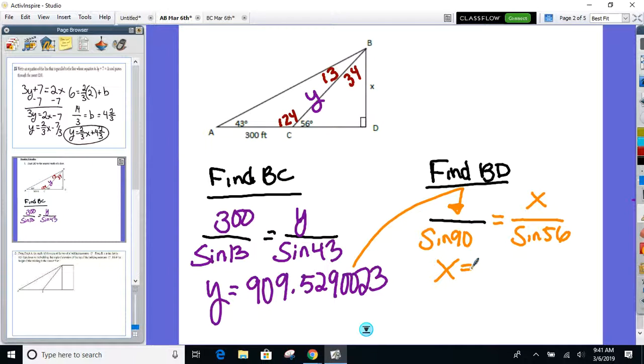What are we going here? Nearest tenth of a foot. Make sure if you're doing law of sines or sine equals opposite over hypotenuse, all your values come from the same triangle. Make sure all degrees and all sides are from the same triangle.